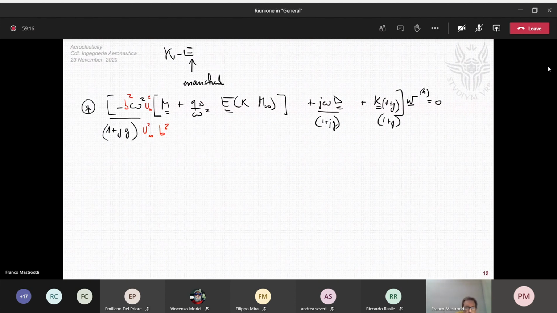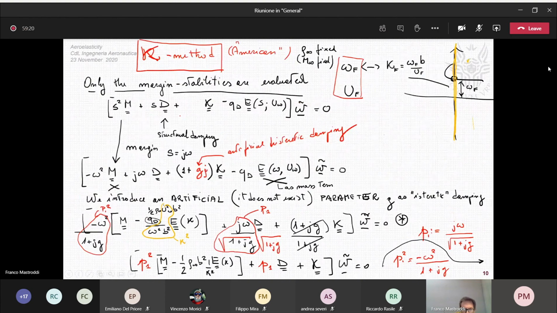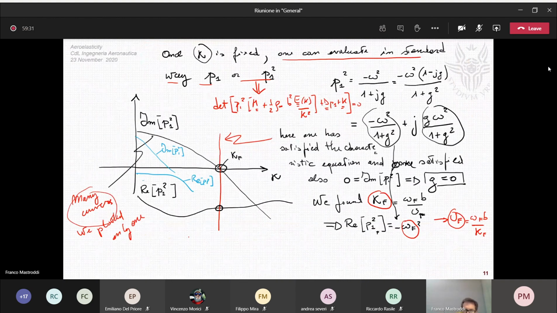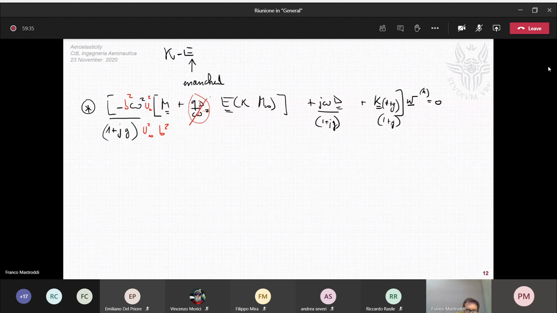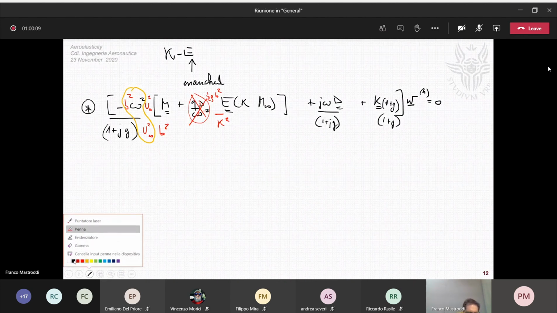I have here this part, which is equal to, remember, 1/2 rho b square divided by k square, instead of this, and again we have a reduced frequency here. And so at the end we can recast the system in this way.